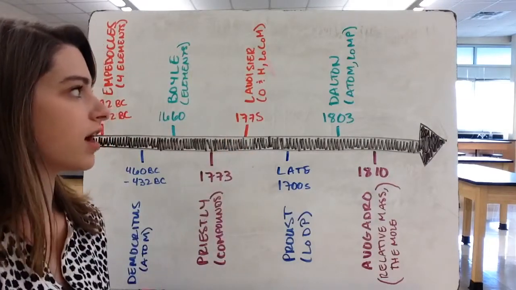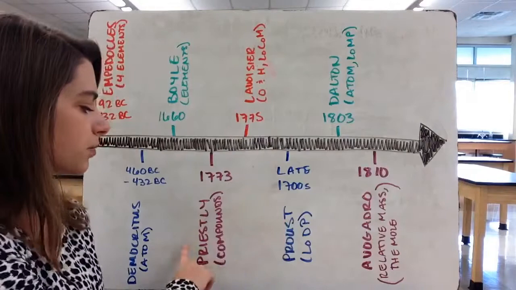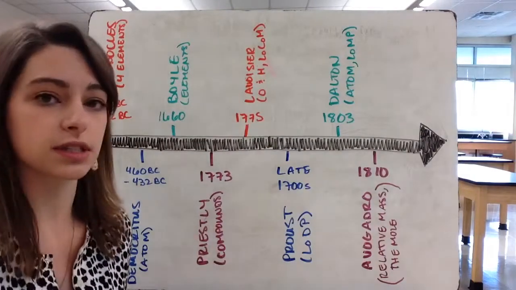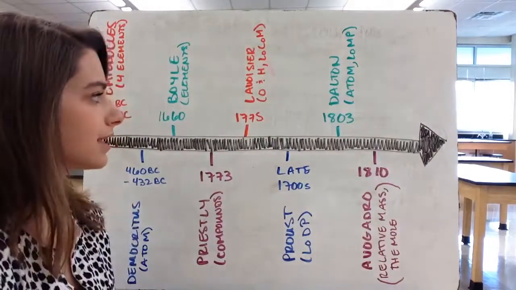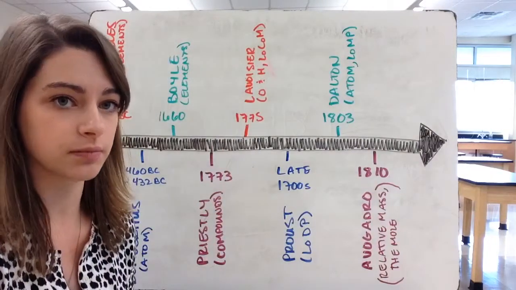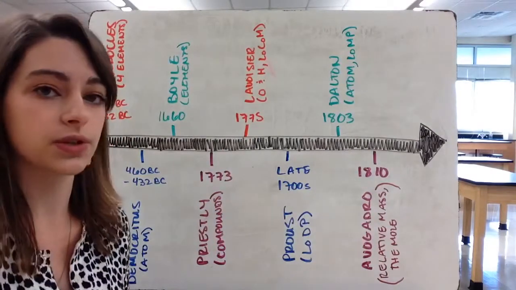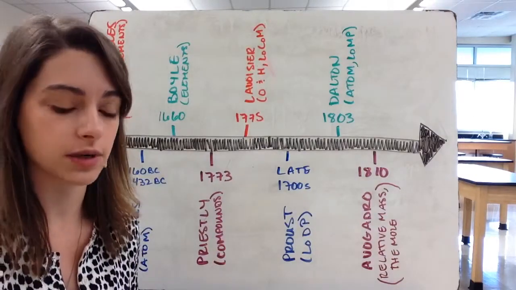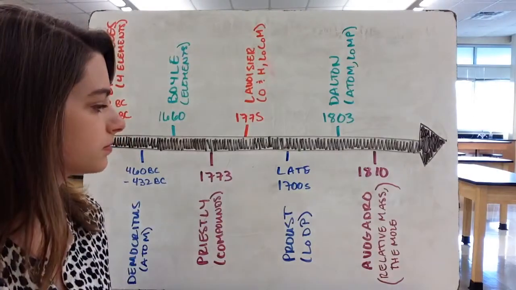That's where Anton Lavoisier comes in, and he took Priestley's experiments. Priestley was experimenting on water, and he said that those 2 mystery gases were actually oxygen and hydrogen. Lavoisier is also the person who came up with our law of conservation of mass that we talked about at the beginning of the semester.